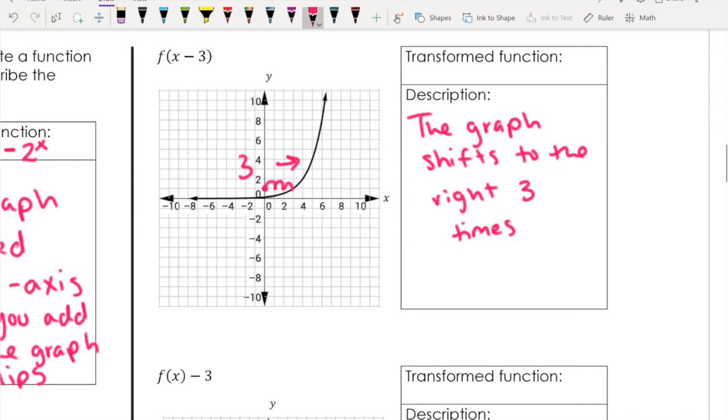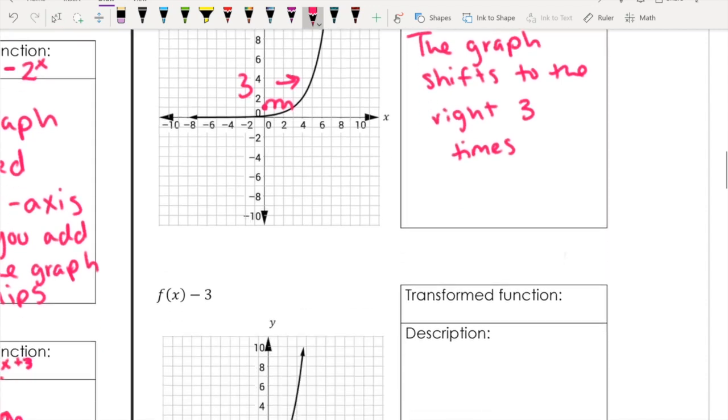Okay, so whenever I add, I'm going to move it to the left. Whenever I subtract, it moves to the right. So this becomes f of x minus 3. So again, got that from there. And now the original one was 2 to the power of x, but this time, all I'm going to do is minus the 3 at the top. So when you minus 3 in parentheses, it shifts it to the right.